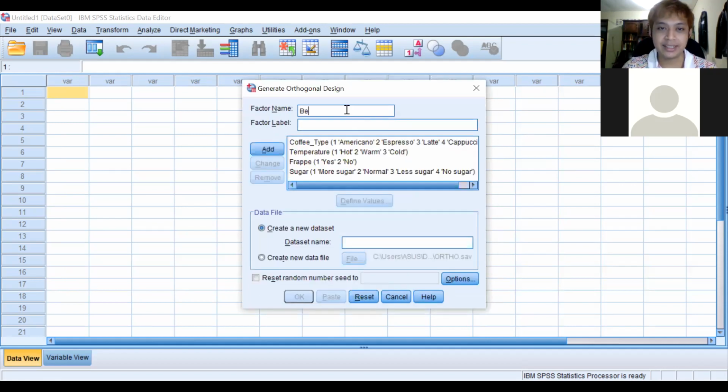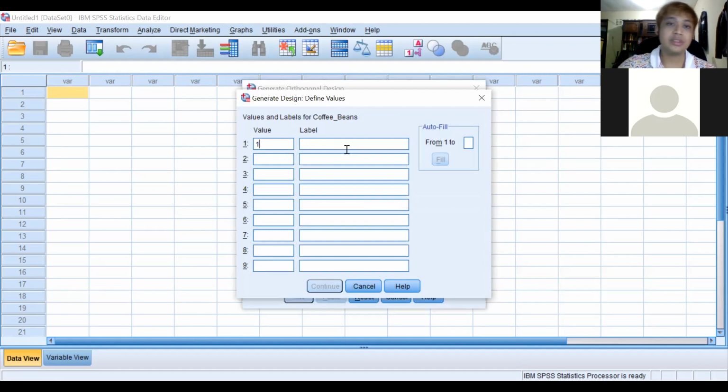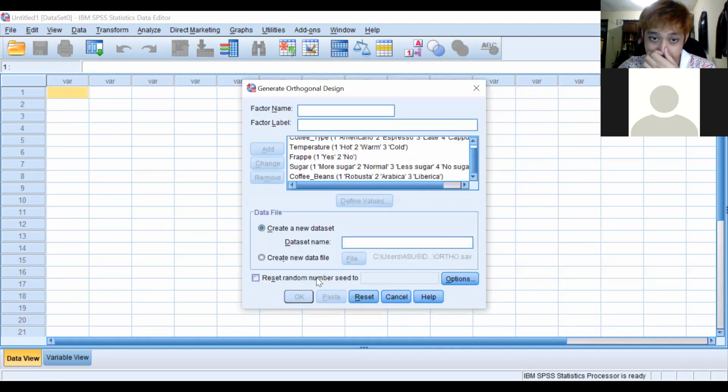And then the beans. Okay. Coffee beans. And then we have Robusta, Arabica and the Liberica. Okay. Then you create the data.